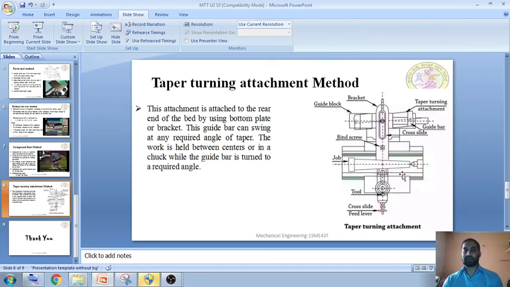Taper turning operation will be performed because the guide is swiveled and adjusted to a different angle, so the tool moves at a different angle, not parallel to the axis of rotation of the job, but in an angular direction because it is set to an angular direction. Instead of moving on the actual guideways, it moves on the attachment guideways which are set to a particular angle.